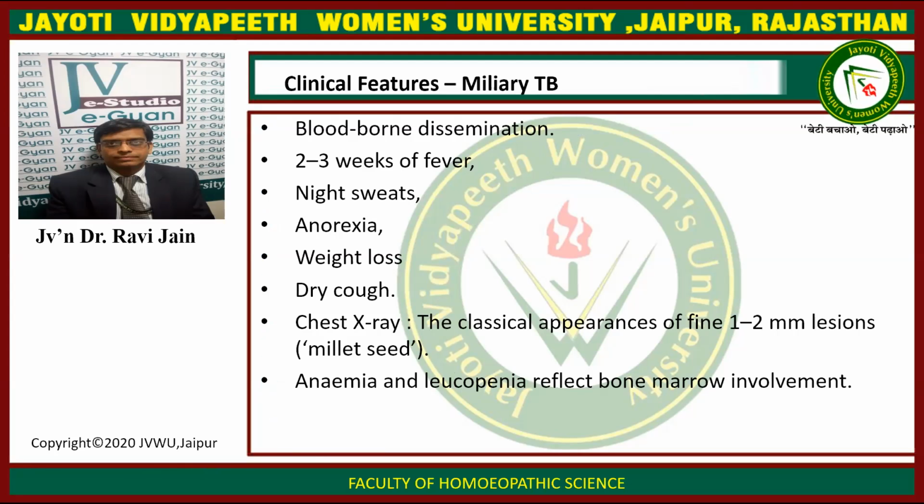The clinical features of miliary tuberculosis: blood-borne dissemination, 2 to 3 weeks of fever, night sweats, anorexia, weight loss, and dry cough. In the chest X-ray, there is a classical appearance of fine 1 to 2 millimeter lesions that are called millet seed lesions. Anemia and leukopenia reflect the bone marrow involvement.